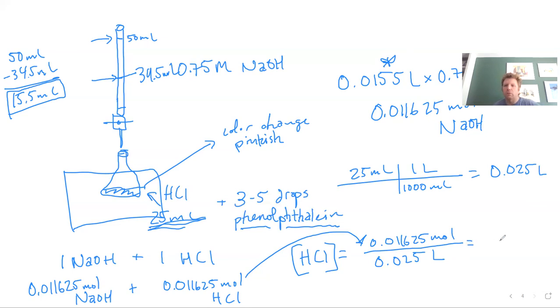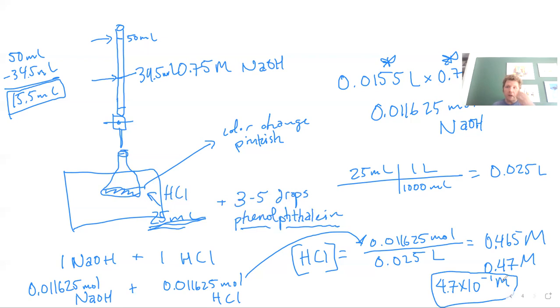Okay, so 0.011625 divided by 0.025, and I get a concentration of 0.465 molar. Now, if I go back through my calculation, I can see that my lowest number of significant figures is 2, so I want to reflect that. So I'm going to say that this is 0.47 molar, or if I want to write scientific notation, 4.7 times 10 to the negative first molar.